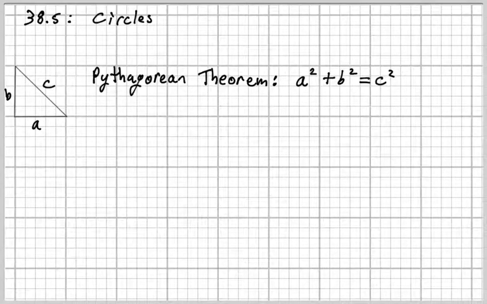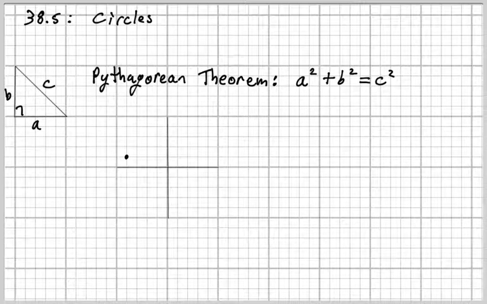Alright, in this video we're going to be looking at circles, and to get an idea of where the formula for a circle comes from, we're going to first look at the Pythagorean Theorem, which states that if you have a right triangle with legs of length A and length B and a hypotenuse of length C, the sum of the squares of the legs is equal to the square of the hypotenuse, or A squared plus B squared is equal to C squared.